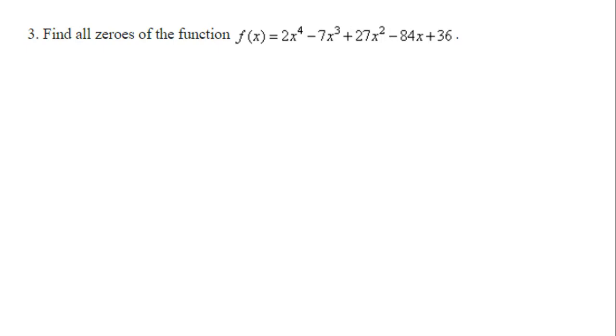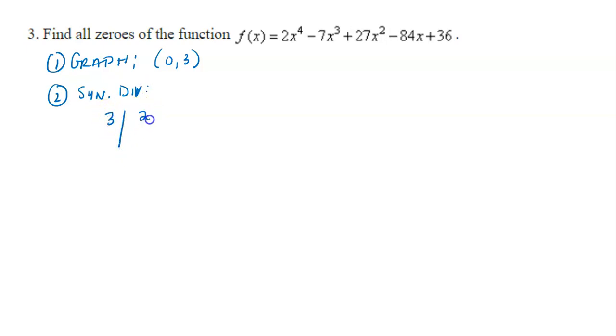Oh, this one's a long one. Okay, so the first thing we do is graph to see if we can figure out what the zeros might be. And it crosses at 3. So then I did synthetic division. So I have 3, 2, negative 7, 27. Why did I put a plus there? I do not know. It doesn't need to be a plus there. There we go.